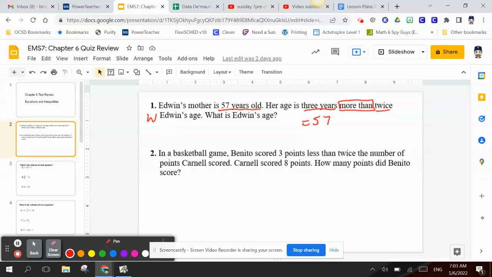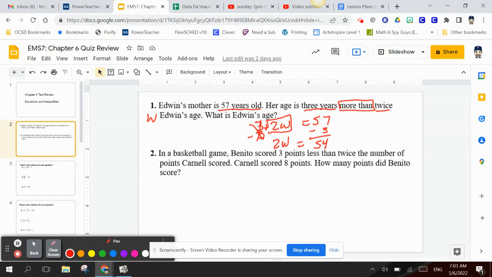So we're going to say W equals Edwin's age. So I know that I have 3 plus 2W equals 57. So to solve this equation, I'm going to subtract 3 from both sides. By doing that, that gives me 54 equals, 3 minus 3 is 0. I'm left with my variable. I want to always get my variable by itself.